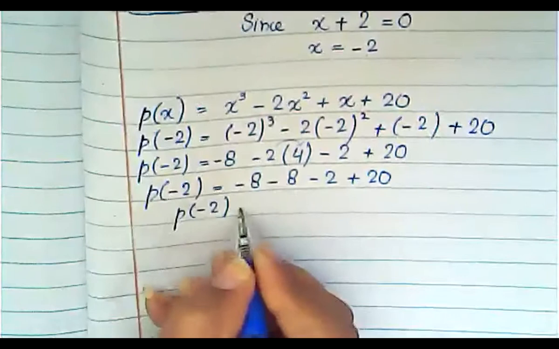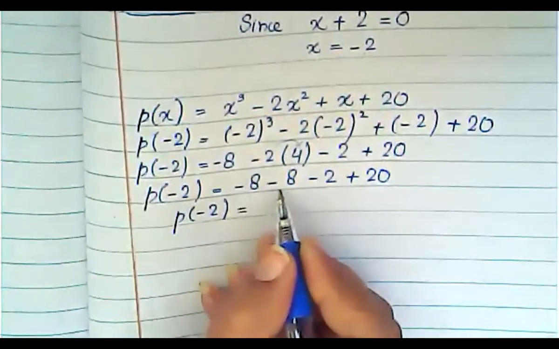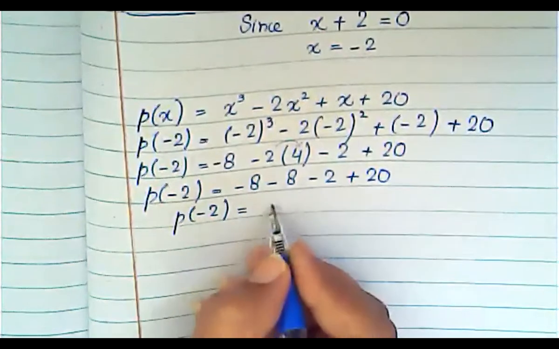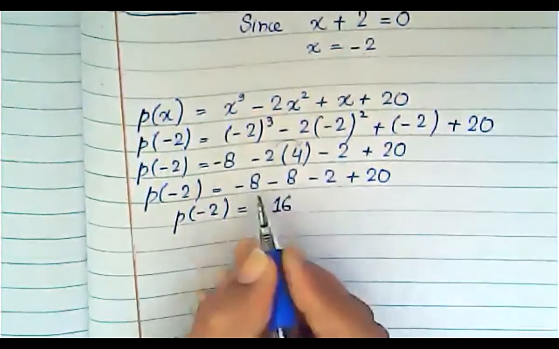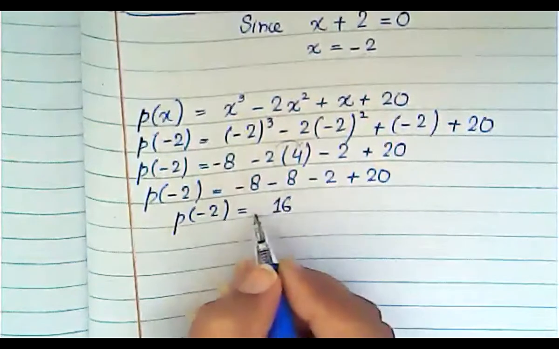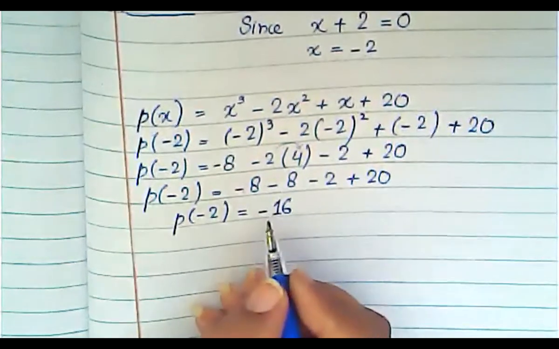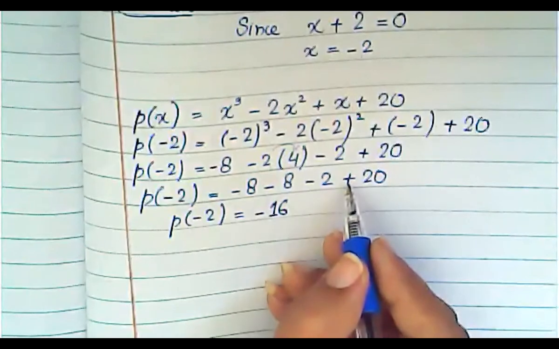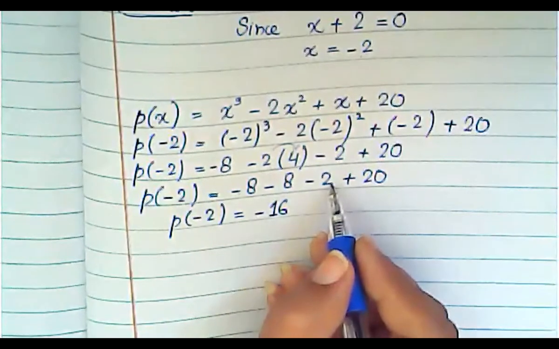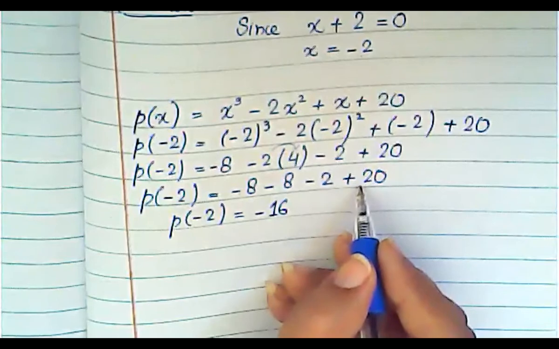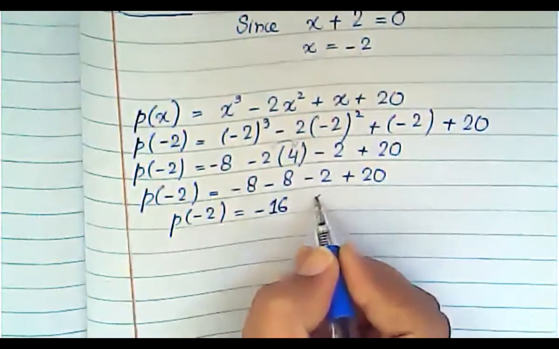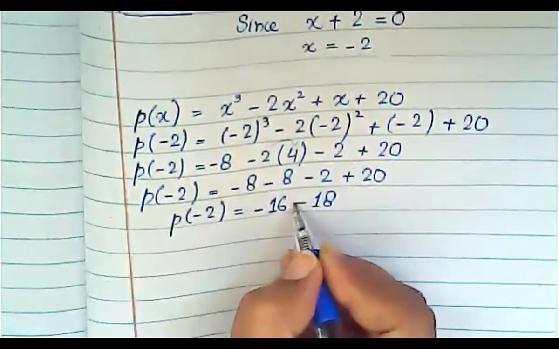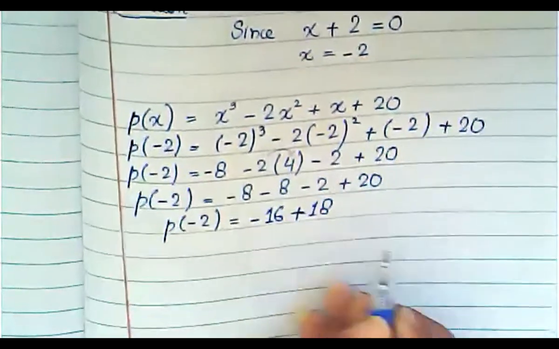P of minus 2 is equal to, okay, this is minus 8, this is minus 8, the minus minus will be plus, so 8 plus 8 will be 16, but you will place the sign of minus here because both of the terms have a minus sign. Okay, now this one is minus plus, which will be minus. So subtract 2 from 20, the answer will be 18. The answer will be 18, but 20 is greater, so you will put the sign of addition here, right?